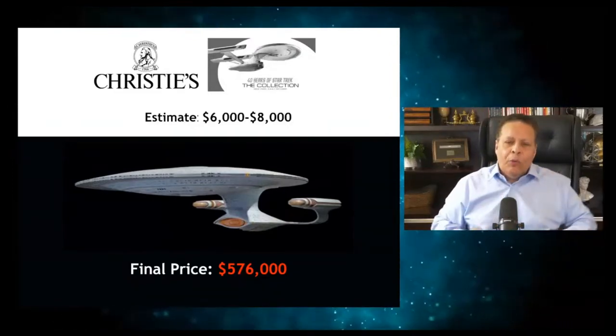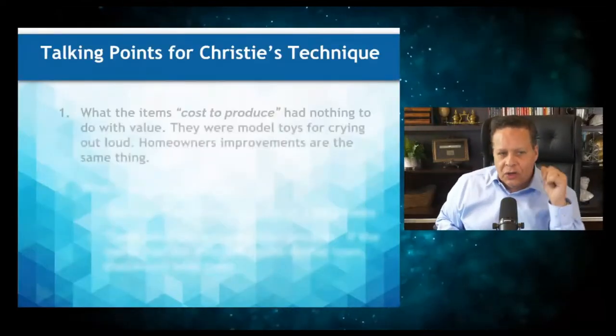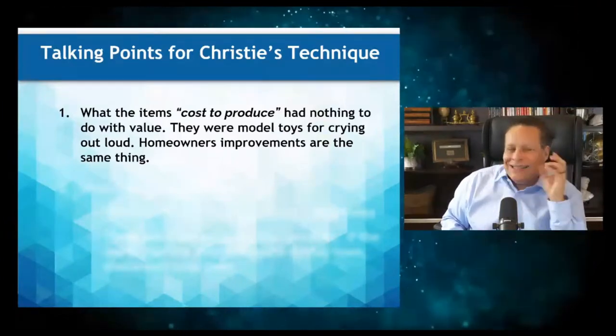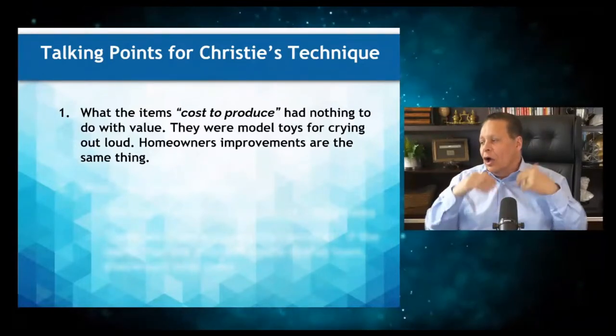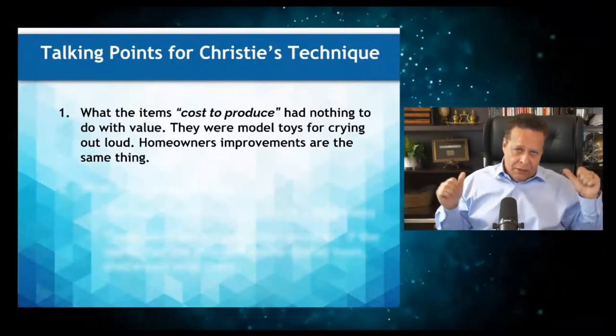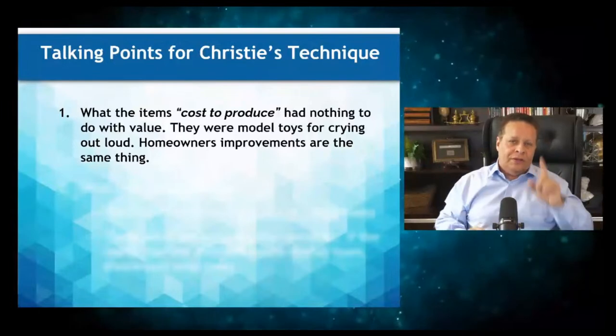Now, what's my point in sharing this with the homeowner? When a homeowner says, here are the talking points. The cost to produce something has nothing to do with the value. They were model toys, for crying out loud. Homeowners' improvements have nothing to do with the value of something. The cost to produce has nothing to do with the value.